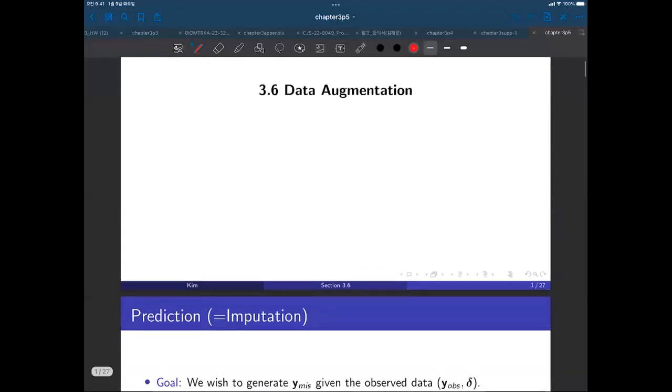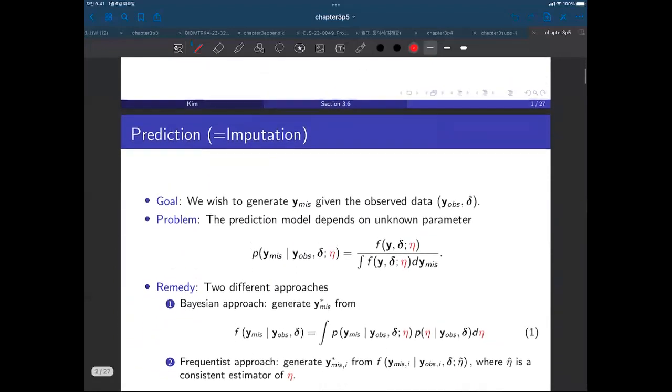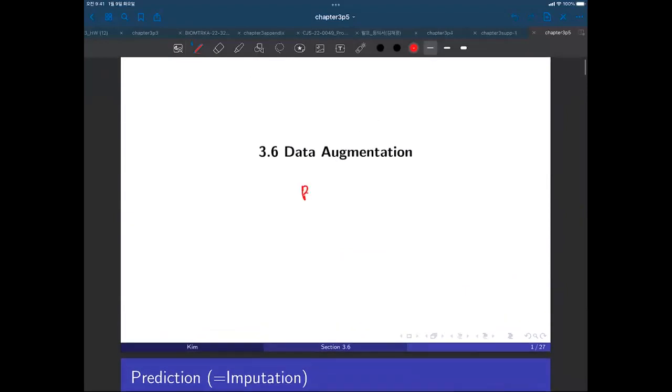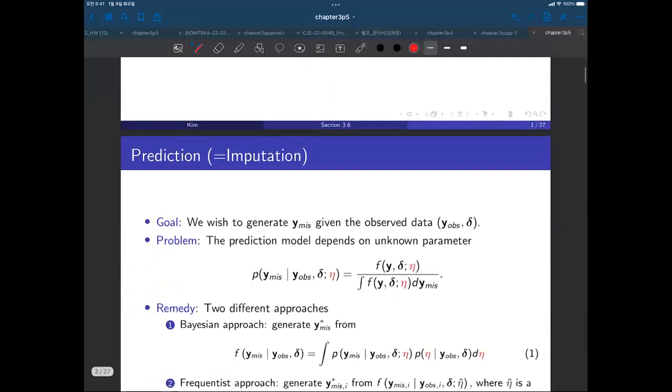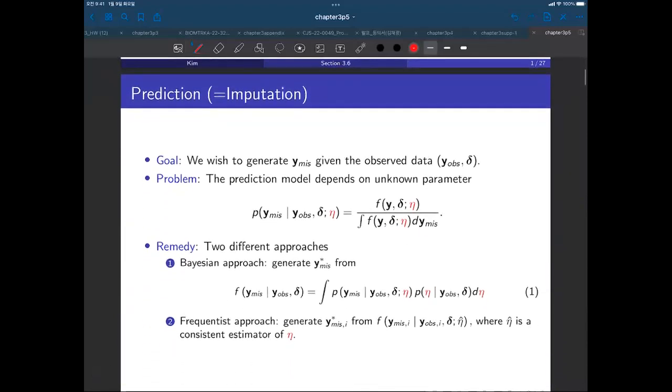Okay, let's move on. So data augmentation. Now this is more about the Bayesian way of handling missing data. So remember the prediction or imputation is to generate missing data given the observed data. The problem is it depends on an unknown parameter, eta. So eta is unknown. You cannot really generate it because you don't know the parameter. So you have to do something.